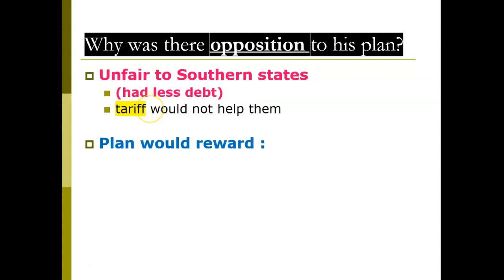The next reason why people didn't like it is that the plan would reward speculators. These people that were doing some sketchy kind of business dealings out there in the wilds of the frontier, and basically sort of swindling people, supposedly.